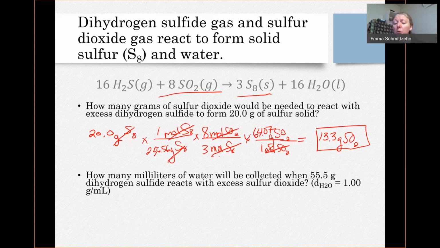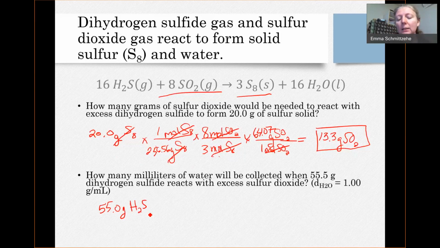And so far, what we've been doing is calculating moles and calculating grams. But if you can get grams, that's mass, you should be able to convert it to a volume, specifically milliliters, using the density, which was given as well. So we give you the density of water as 1.00 grams per mL. So let's start this with the given amount of reactant, this 55.5 grams of H2S, okay?